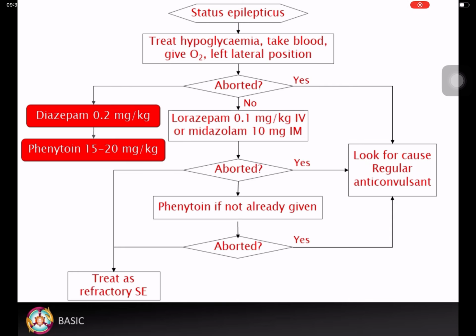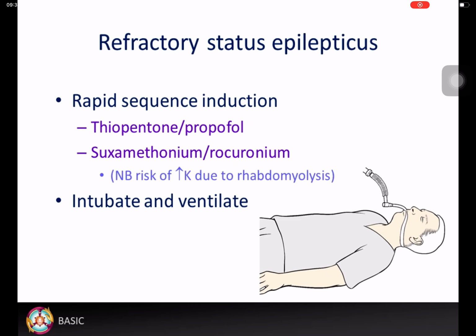If the first-line agent fails, the probability of the patient responding to a second-line agent is small, and therefore the next step is to treat the condition as refractory status epilepticus. If there will be an unavoidable delay in starting treatment for refractory status epilepticus, it would be reasonable to give phenytoin while waiting. The first step in managing refractory status epilepticus is to perform a rapid sequence induction and intubate and ventilate the patient. The most appropriate neuromuscular blocker depends on the situation.